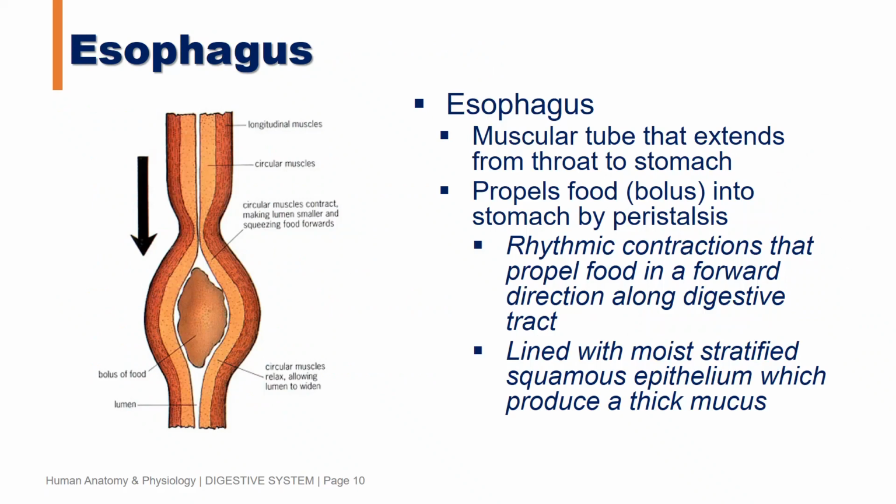Okay, the esophagus is a muscular tube that extends from your throat all the way to your stomach. You can see in the photo, you have here your bolus of food. It passes through your esophagus. What happens in peristalsis is that there are rhythmic contractions that propel food in a forward direction along your digestive tract. It is lined with moist stratified squamous epithelium which produces a thick mucus.